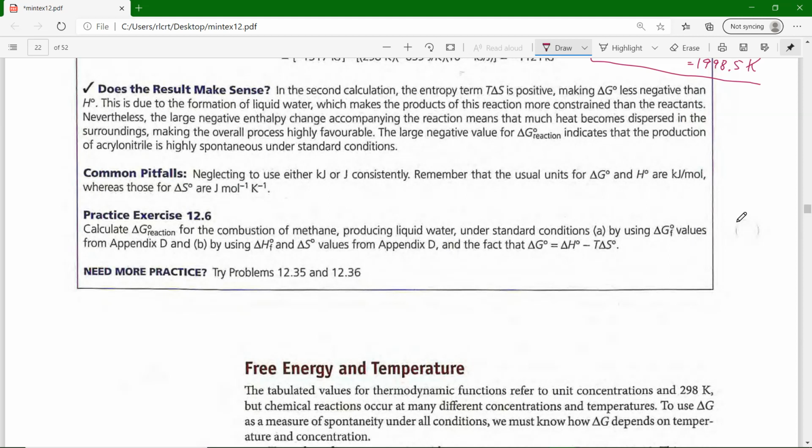Calculate delta G naught for the combustion of methane producing liquid water under standard conditions.